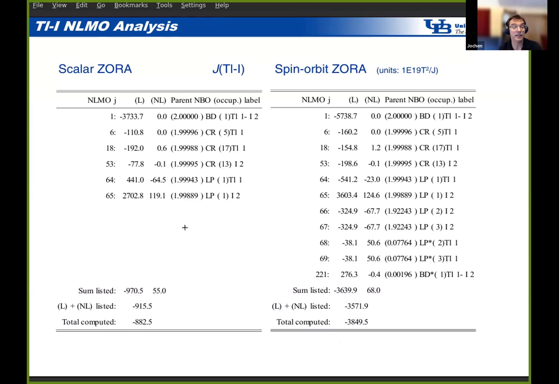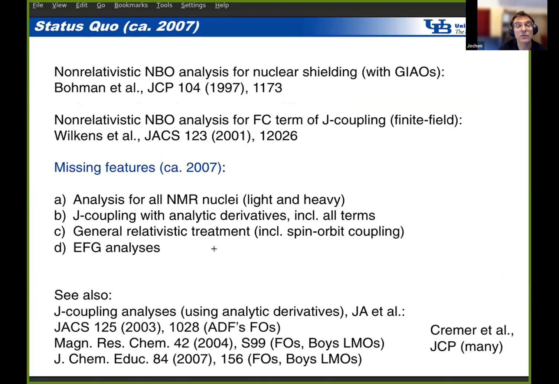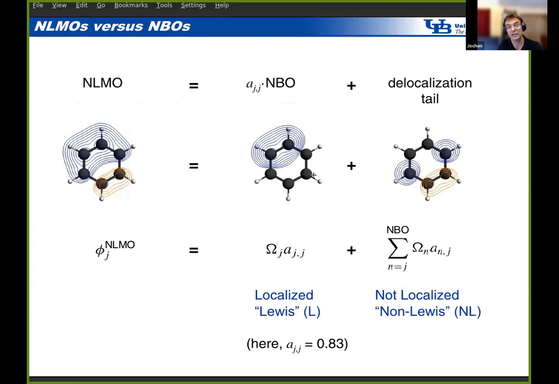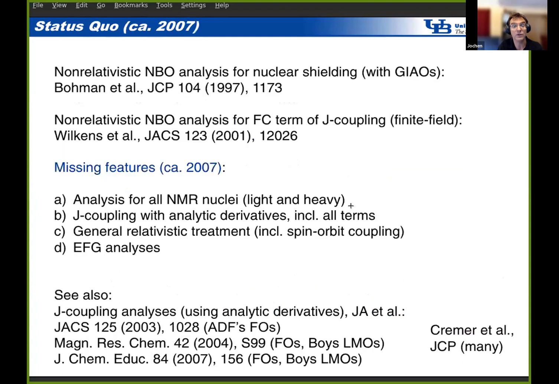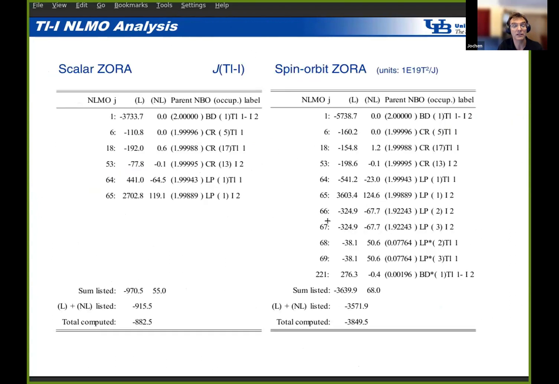These tables appear like this in the publication, but it's basically a copy-paste from the output. There's an output that lists the NLMOs, and it lists what the NBO developers call the Lewis and the non-Lewis contribution. I will just switch back a few slides here to remind you. That's basically the contribution associated with the parent NBO and the delocalization tail of a given NLMO. So you get the contributions here to the J coupling separately.